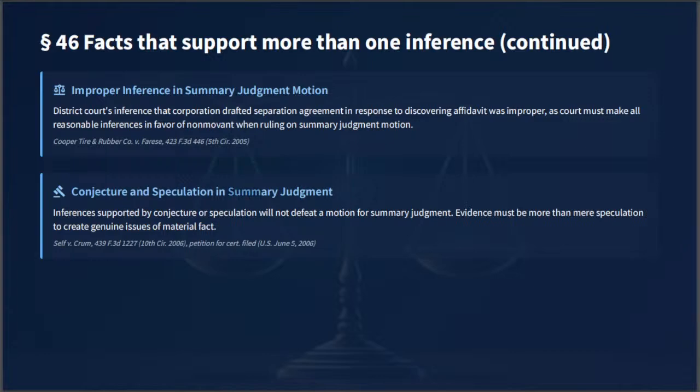Conjecture and speculation in summary judgment. Inferences supported by conjecture or speculation will not defeat a motion for summary judgment. Evidence must be more than mere speculation to create genuine issues of material fact. Can anyone think of another word that starts with S other than mere speculation? The evidence must be more than mere speculation to create genuine issues of material fact. Put it in the chat if you can think of it, for extra credit. Starts with an S. Would fit right in there other than speculation.